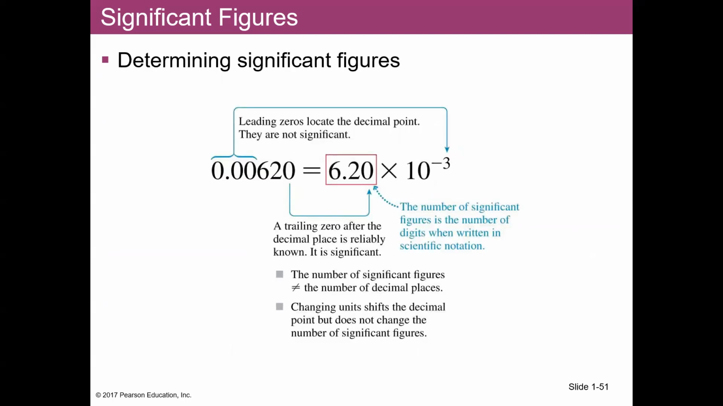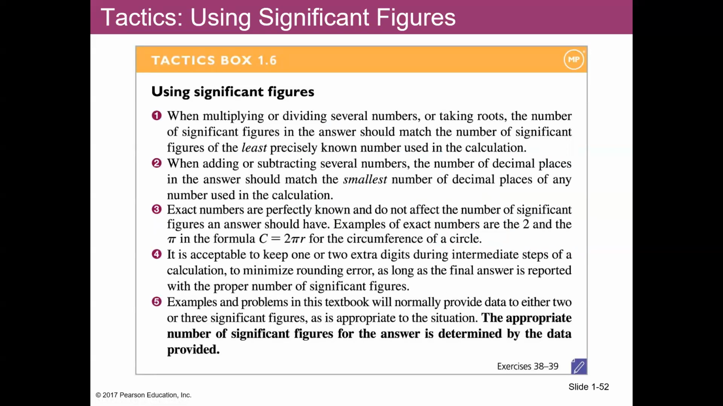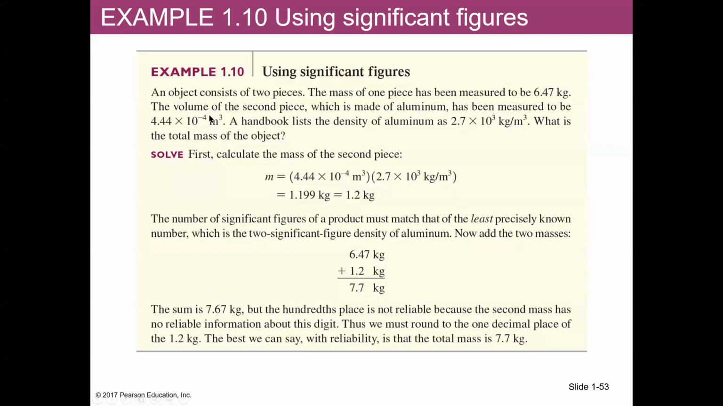And so again, here we've got scientific notation, and okay, so we've got all these zeros. The zeros to the left of the 6 are all non-significant. That first trailing zero is significant. That's one example. You'll see several of these examples. And so you can go through this tactics box for significant figures. It kind of summarizes what I've said. And here's an example that you can look at in the textbook.